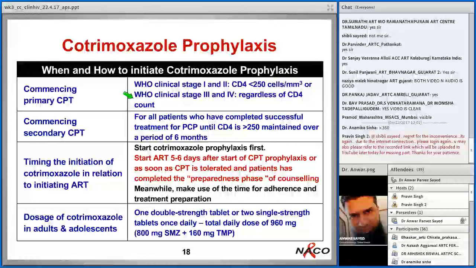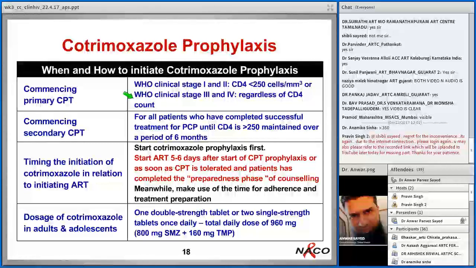As per WHO 2013, it is recommended for all adults including pregnant women with stage 3 or 4 and/or CD4 count less than or equal to 350. In settings where malaria or severe bacterial infections are highly prevalent, it is recommended regardless of stage or CD4, and recommended for all PLHIV with active TB disease regardless of CD4 count, which we are already following.